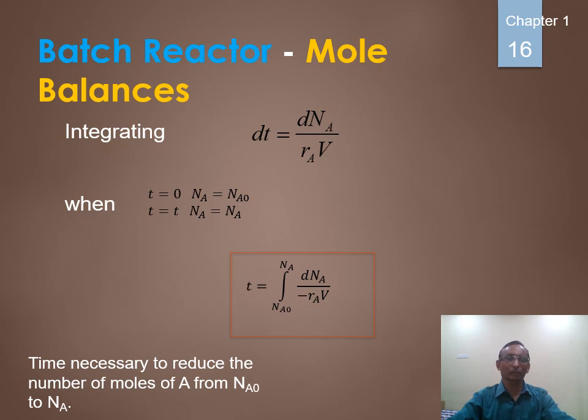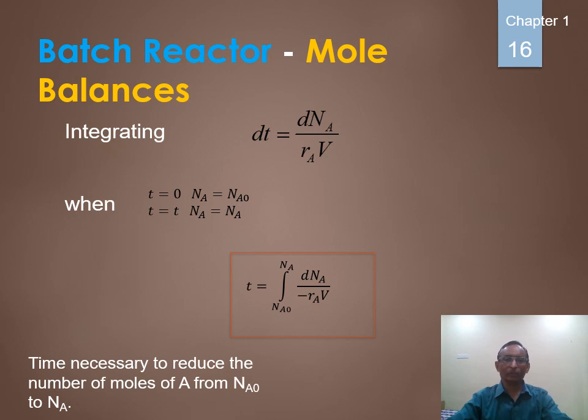Suppose you are given 1 hour, how many moles of A are consumed? That is what you are going to identify. So you integrate from 0 to t, and from NA0 to NA, initial moles to final moles with respect to time t. That gives how much time you require to convert from initial moles to final moles: the time necessary to reduce the number of moles of A from NA0 to NA.